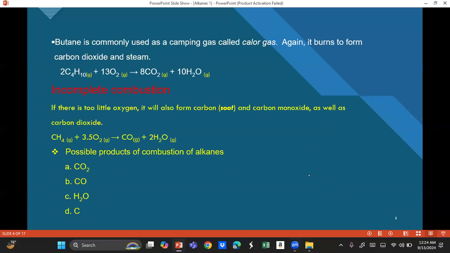Butane is the fourth member. Butane has four carbon in it. Butane is C4H10. It is commonly used as camping gas called calor gas. Again, it burns to form carbon dioxide and steam in excess air. So the products will be CO2 and H2O, same as methane, but the number of moles are different.